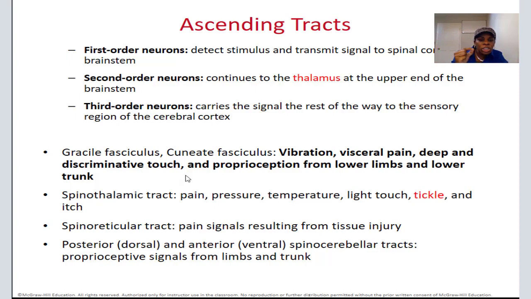So the spinothalamic tract will take tickling. You have a question in our exam, say when somebody tickles you. So the spinothalamic tract takes pain, tickle, pressure, temperature to the brain, or even itch. Something is itchy. Or the spinoreticular tract, from the spine to the reticular formation, the pain from injury. When you get hurt, that pain is spinoreticular.